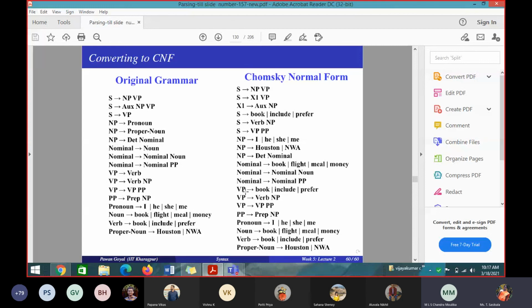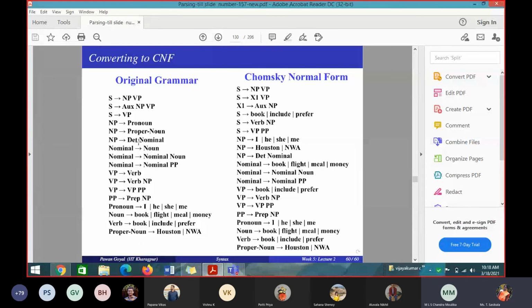Yes, good. Next, nominal gives nominal PP. That is fine. Nominal gives nominal noun. That is fine. Nominal gives noun. Does it satisfy? No, ma'am. So what do I have to do? Check whether noun gives something in your grammar. Noun gives book, flight, meal, money. So that satisfies Chomsky normal form. So I have written it here.